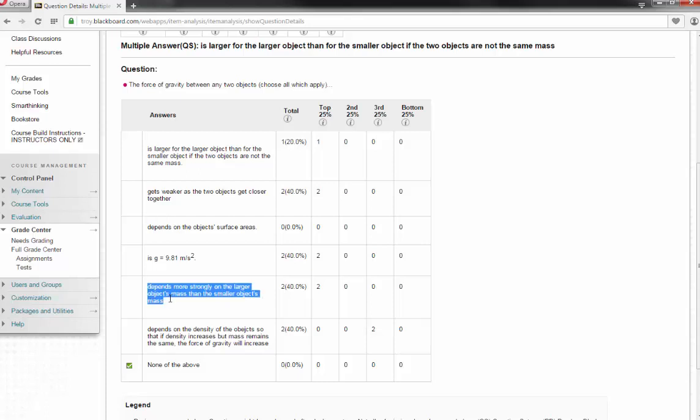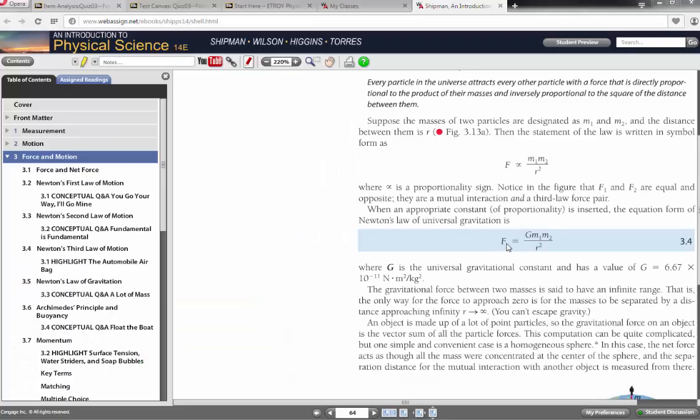This one says that it depends more strongly on the larger object's mass than on the smaller object's mass. It actually depends on both of them the same. And again, to get that, you go to that equation, which says that F equals g m1 m2 over r squared. Both of these terms are to the first power. They're both multiplied by each other. That means that this total force is going to depend equally strongly on both of these.